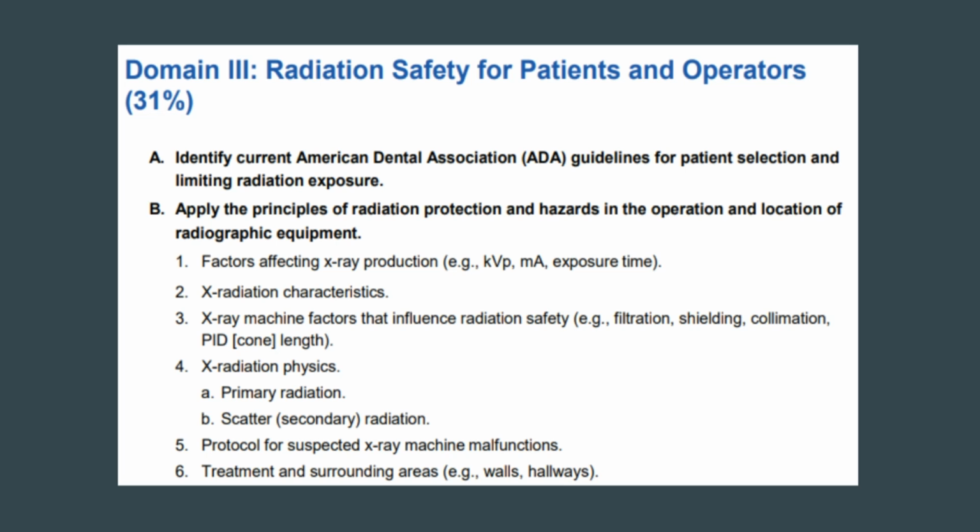What are the X-radiation characteristics? What X-ray machine factors influence radiation safety? So, how is the machine doing its part to protect us? Radiation physics. What's the difference between primary radiation and scatter radiation, primary radiation and secondary radiation? What is the protocol for when we think that a machine might be malfunctioning, and treatment and surrounding areas? So what do we do with the walls, the hallways, the other operatories?